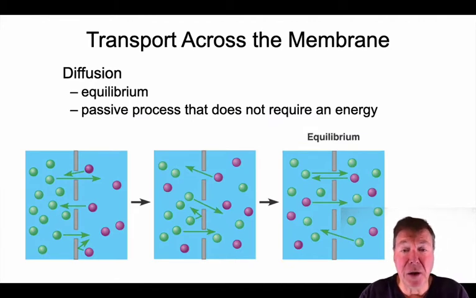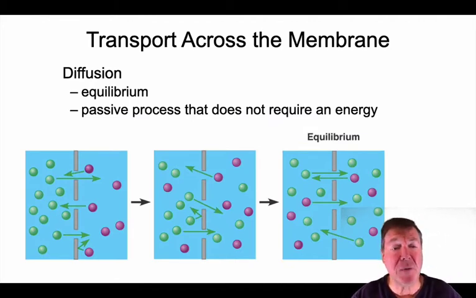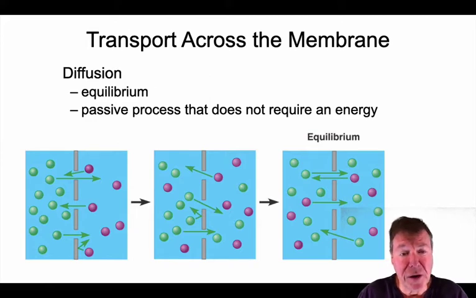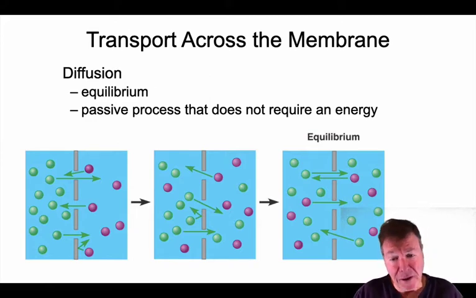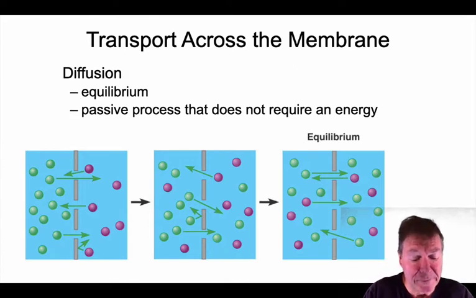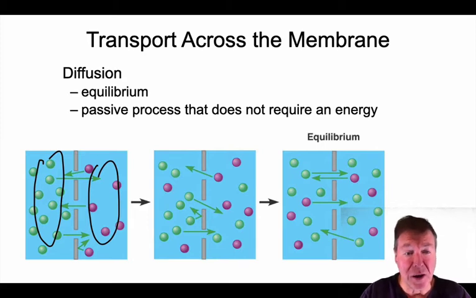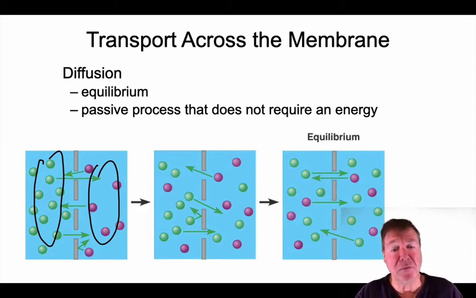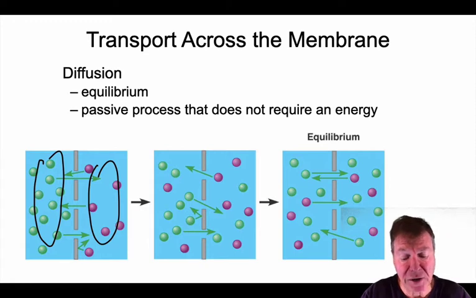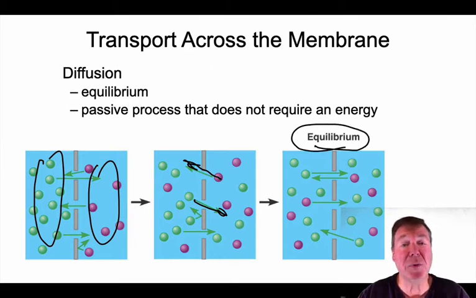Transport across the membrane, the most obvious way that we've talked about in the past is diffusion. And diffusion is just the movement of a substance from a high concentration to a low concentration. So here you can see on one side of the membrane we have a lot of green spheres, and on the other side we have a lot of red spheres. Through diffusion, they are going from a high concentration to a low concentration, so the red ones move this way, the green ones move this way, until hopefully equilibrium is reached. Equilibrium is where they're spread equally and evenly across both sides of the membrane.